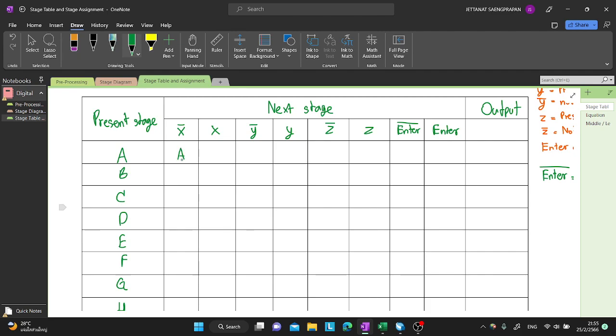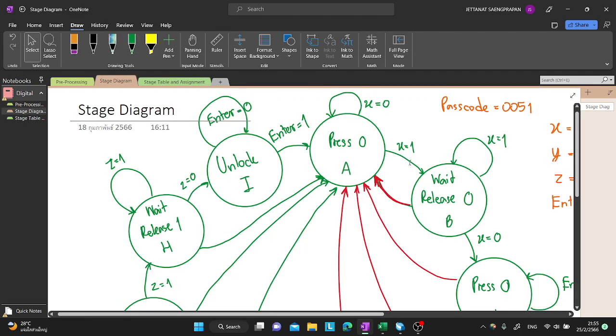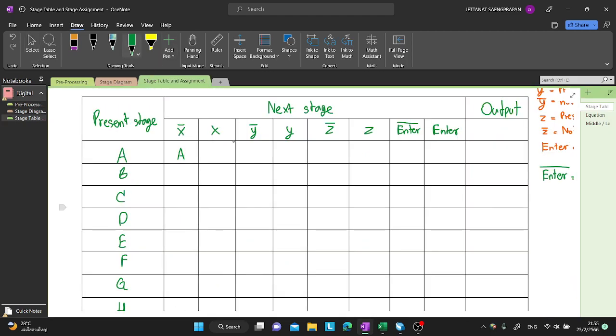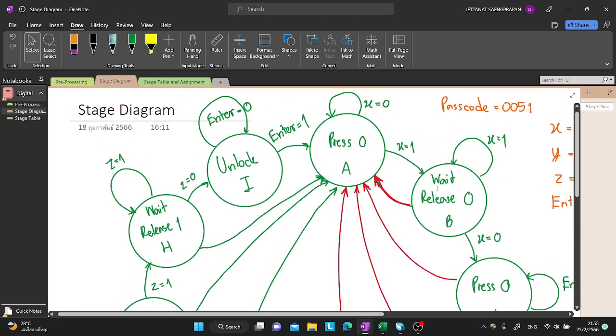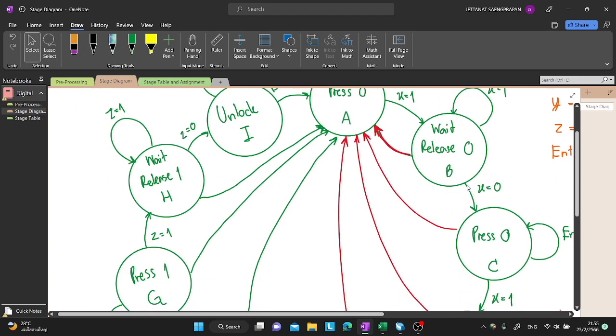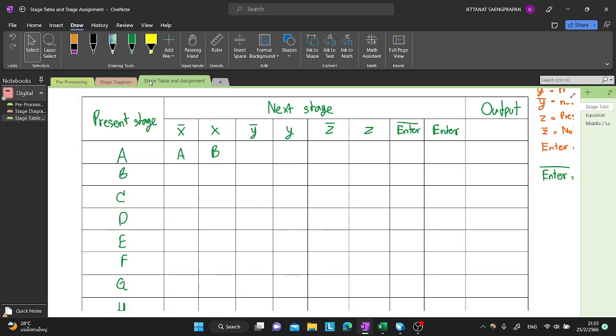And when I press X, it goes to state B. And the next one is state B, from here. If I press 0, it goes to state C. And if I still press X, it's still in state B. And the output of these two is still 0.